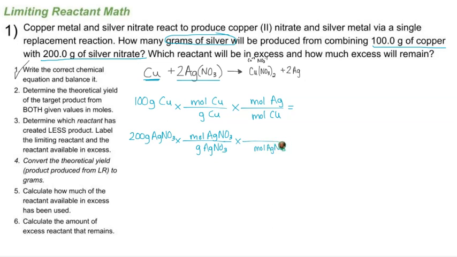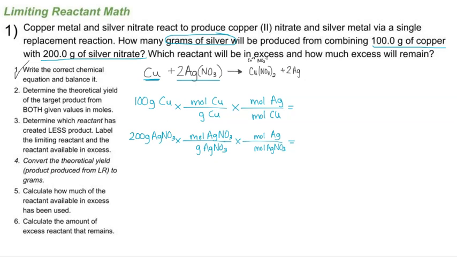And I'm also going to convert this to moles of silver. That way, once I have the moles of silver that are produced by both of my amounts of reactants, I'll be able to tell which of these reactants is my limiting reactant by the one that produces less. So let's go ahead and plug in some numbers.